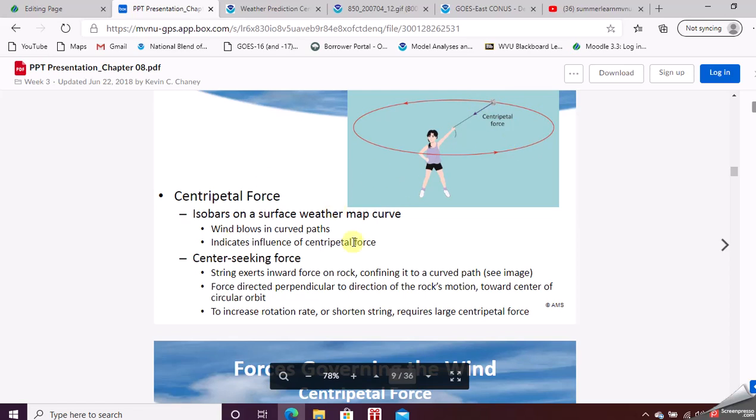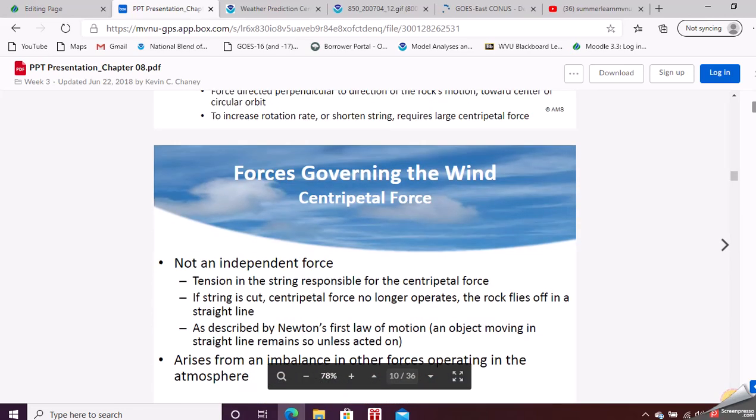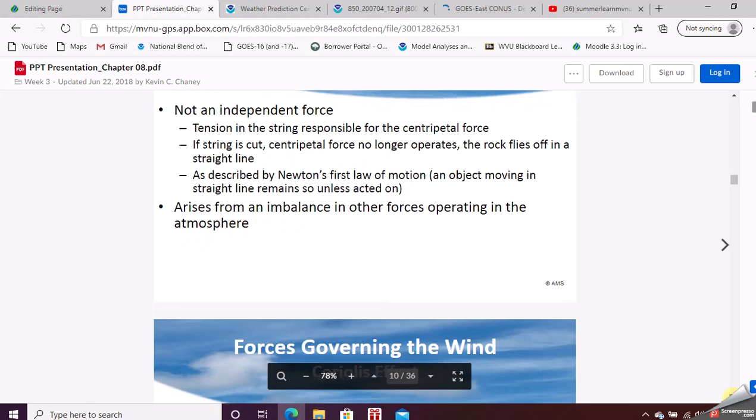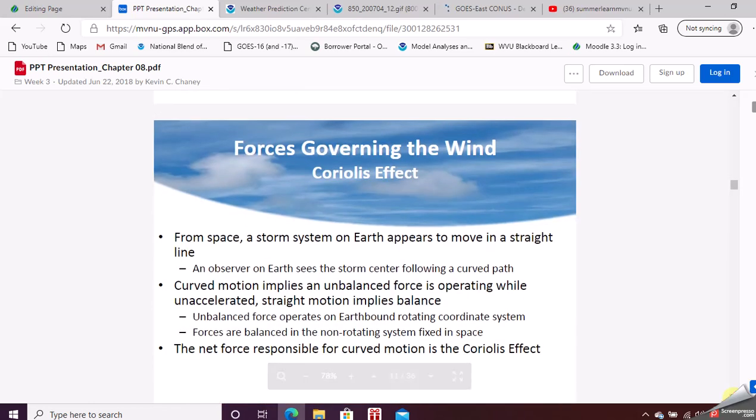You'll see it on a weather map because winds blow sometimes in curved paths. And that is what centripetal force is defined as. It's not necessarily anything complex, but it's something you can feel when you're driving a car or running around a corner and it tries to pull you away from that corner. When you're trying to turn real quickly.